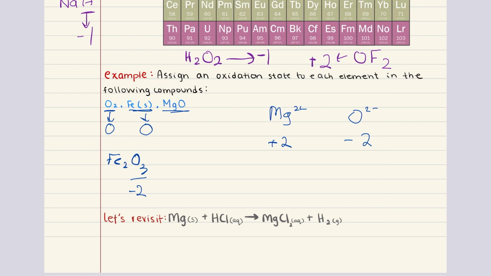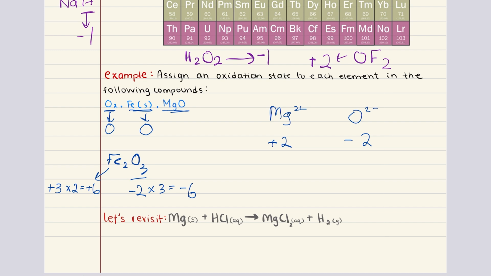Here we know that the oxidation number of oxygen is minus 2, and we have 3 oxygens. So we have a total of minus 6. For iron, we have 2 iron atoms. They're going to have an oxidation state of positive 3, and there's 2 of them, and that gets us a total of plus 6. This is good. Plus 6 minus 6 equals 0, which is exactly what we want for a neutral compound.